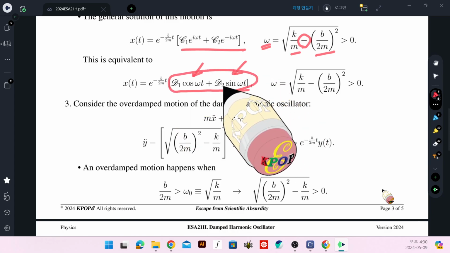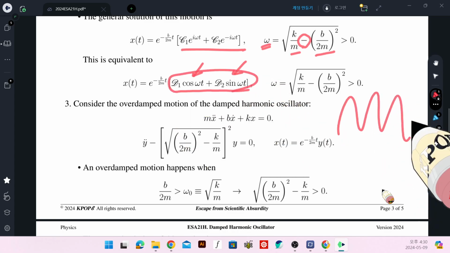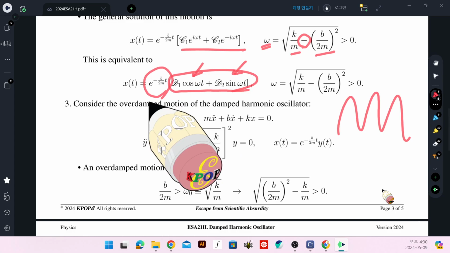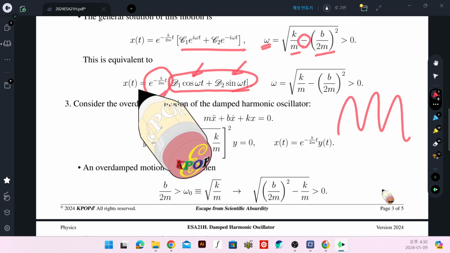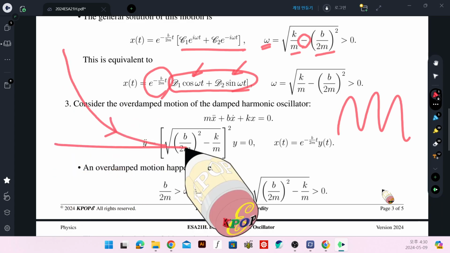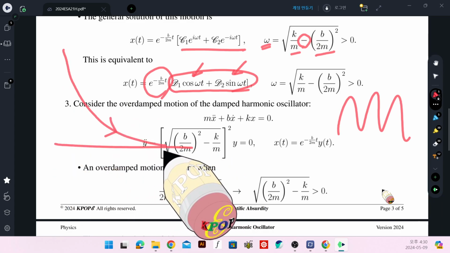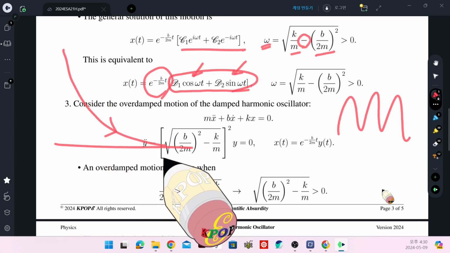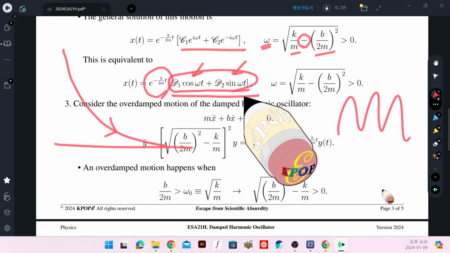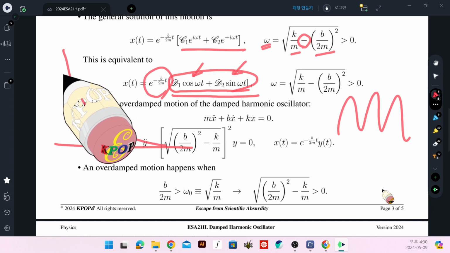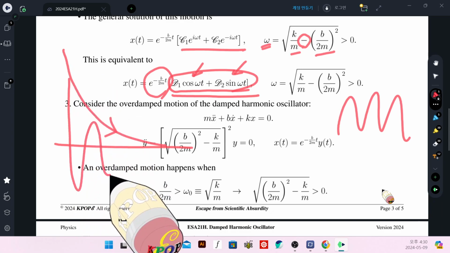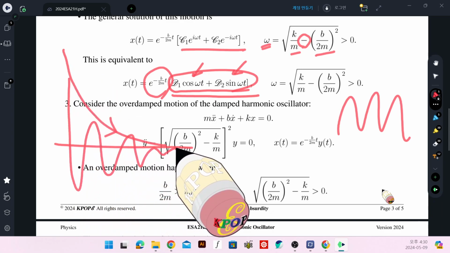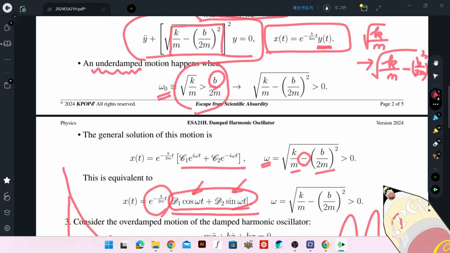Therefore, we have an oscillating factor. However, we also have an exponential factor that decreases arbitrarily small as time goes by. Therefore, the multiplication of this exponential factor that decays as time goes by and the oscillating factor results in this kind of shape of the solution of the underdamped motion.